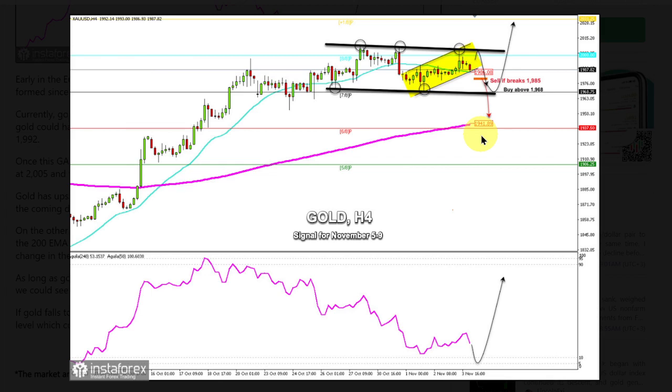As long as gold falls and rebounds between 1968 and 2005, a range-bound movement is expected, and we could see these levels as a key point to buy or to sell. If gold falls towards 1968, which is the bottom of the downtrend channel, it could bounce around this level, which could be seen as a signal to buy, with targets at 1987, 21 SMA, 2078 Muri level, and 2031.